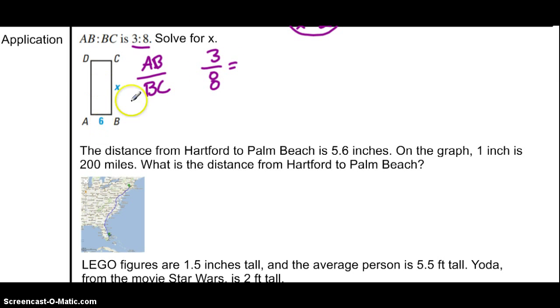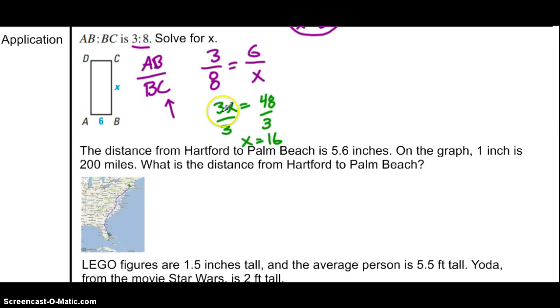We also know by looking at the diagram that the actual size of AB is 6, and that the actual size of BC is x. That's what we're trying to find. So we'll write that here. Remember, AB over BC, just like we talked about in the beginning. Now we've got a familiar proportion that we can go ahead and solve. We'll end up with 3x equals 8 times 6, which is 48. We'll divide both sides by 3, and we're left with x equals 16.